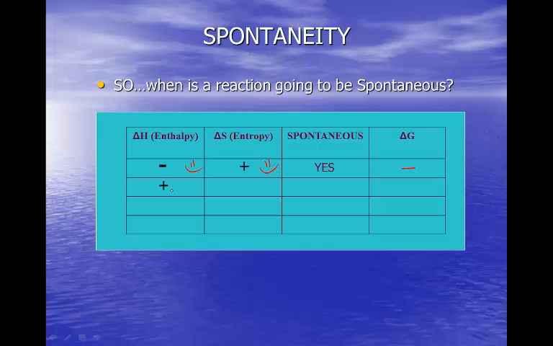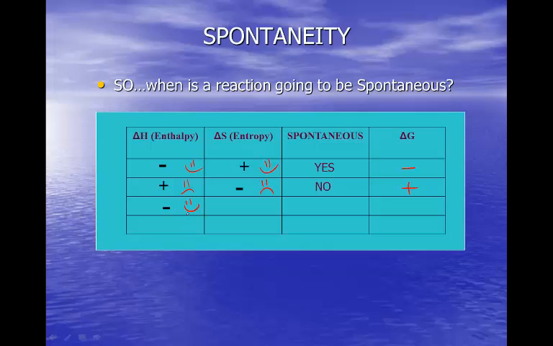Okay. If delta H is positive, nature doesn't like that. If delta S is negative, that means it gets less random. So is that going to be spontaneous? No. So that means the delta G is going to be positive. Slow down, Herbs. Okay. Next case.